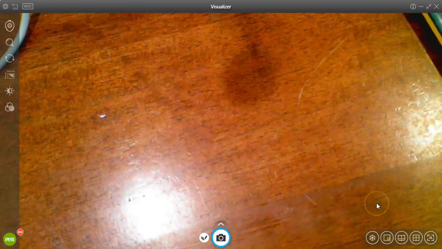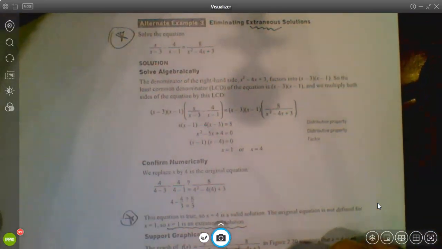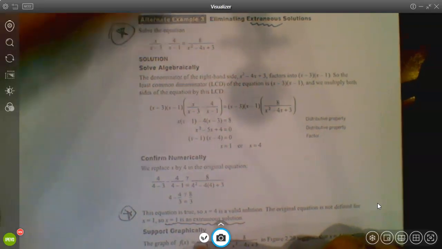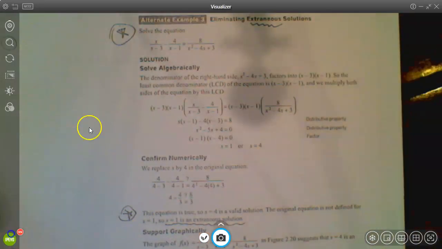So let me go back to the previous page. When they talk about extraneous solutions, that's what I was referring to as far as values for x that you cannot use. So if you look back up here, based on what I'm seeing already, I know I cannot keep numbers like positive 3 and positive 1. We'll factor this out, but that's what they mean when they talk about extraneous solutions.